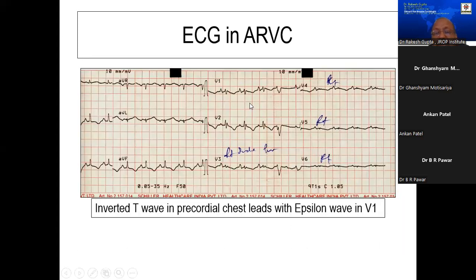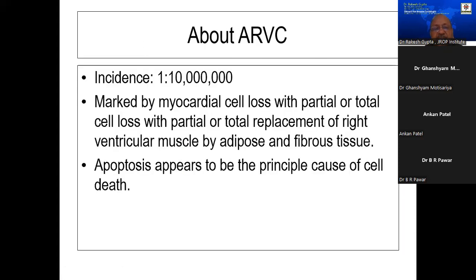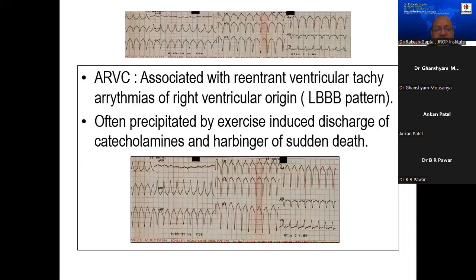And the most important thing is this epsilon wave, which is seen over here. And if we compare this with cardiac sarcoidosis, look, this is what the classical epsilon wave in this subset of population is. In cardiac sarcoidosis, we have this kind of pattern versus this kind of pattern in ARVC. So if you happen to see a patient who comes with palpitation and with this kind of abnormal ECG changes, always look for an echo for ARVC.